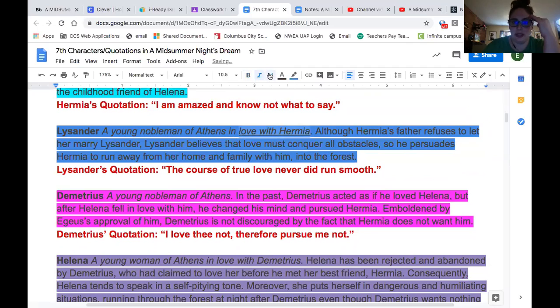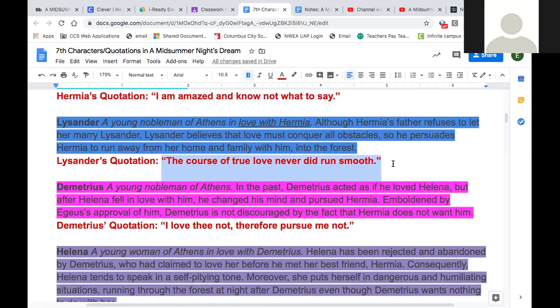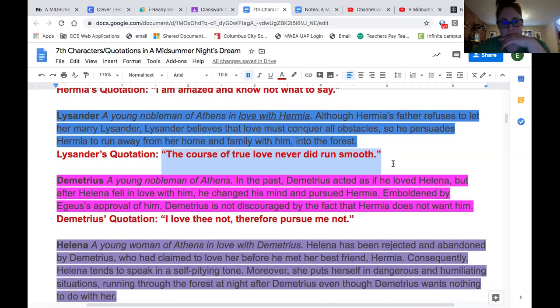Lysander is a young nobleman of Athens, and he is in love with Hermia. This is important. Although Hermia's father refuses to let her marry Lysander, Lysander believes that love must conquer all obstacles. So he persuades Hermia to run away from her home and family with him into the forest. And what does he say? "The course of true love never did run smooth." Good. It's a fact. Yeah.